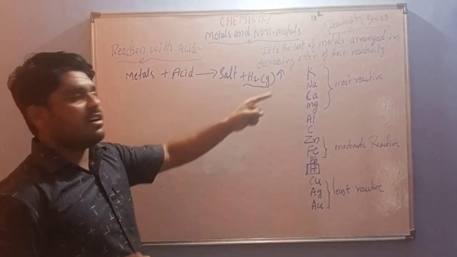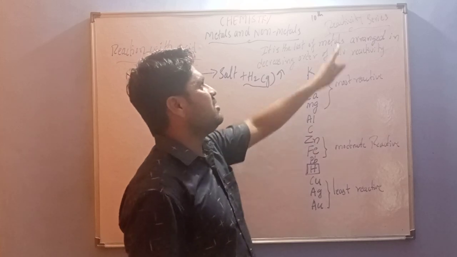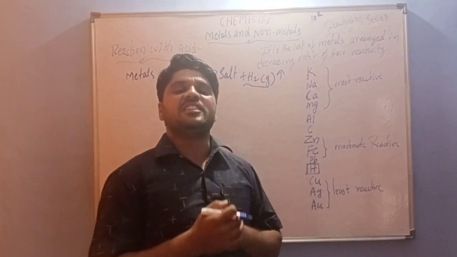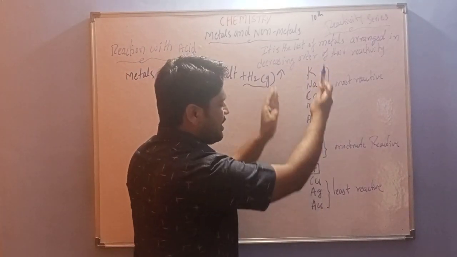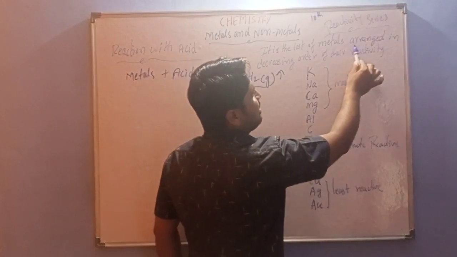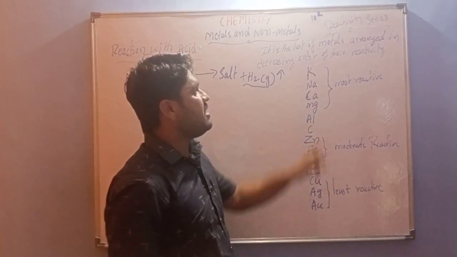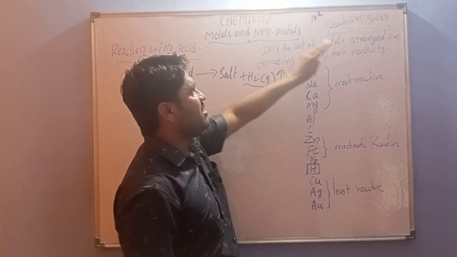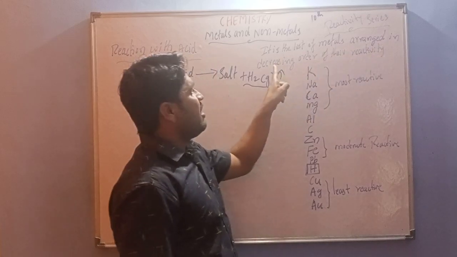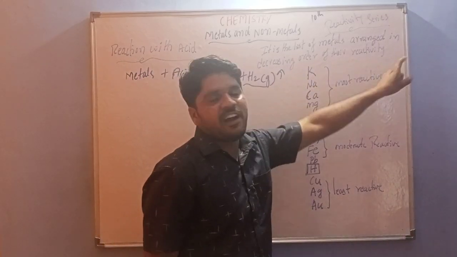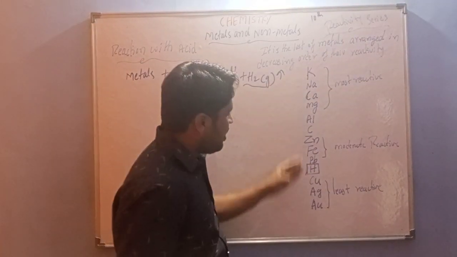This is explained by the reactivity series. From the last two classes I have been telling you about this reactivity series. So what is the reactivity series? It is a list of metals in which the metals are arranged in decreasing order of their reactivity. Please remember, this is very important. This is what the reactivity series is.